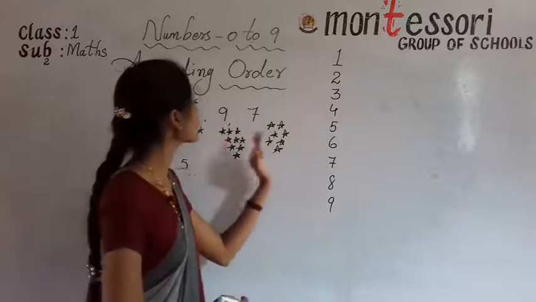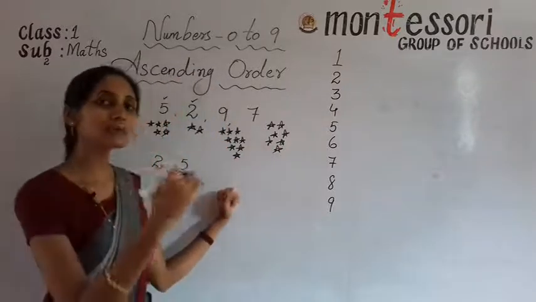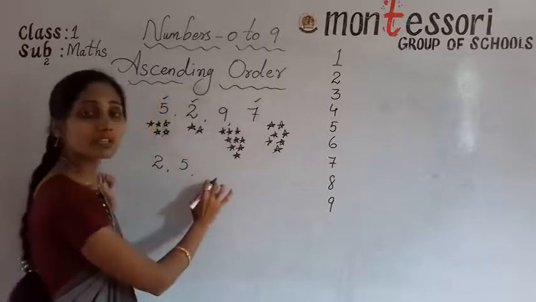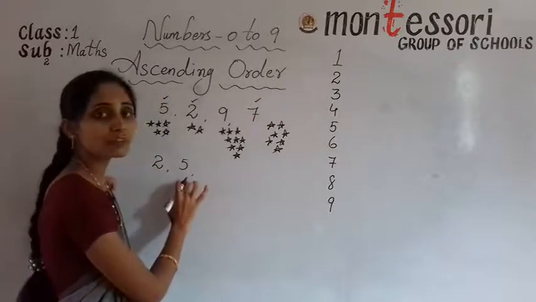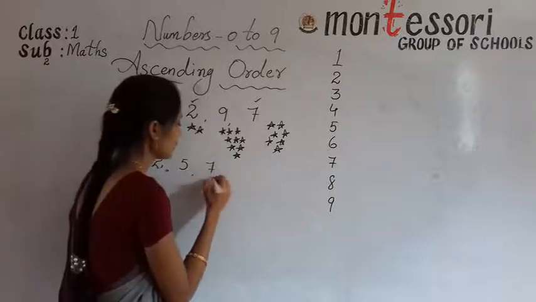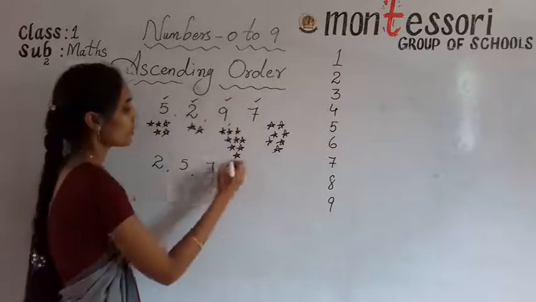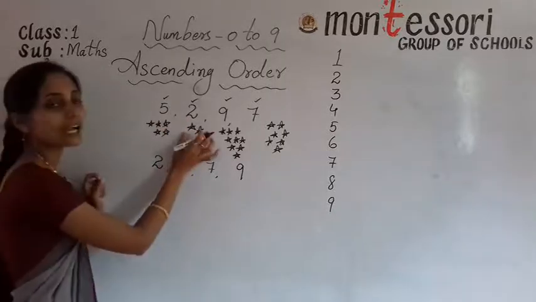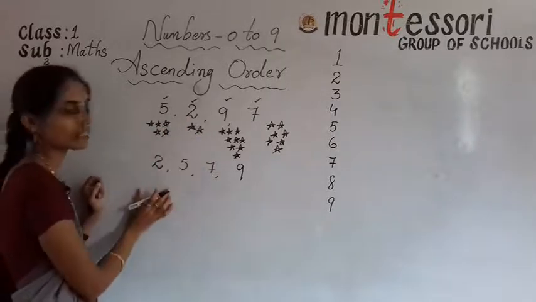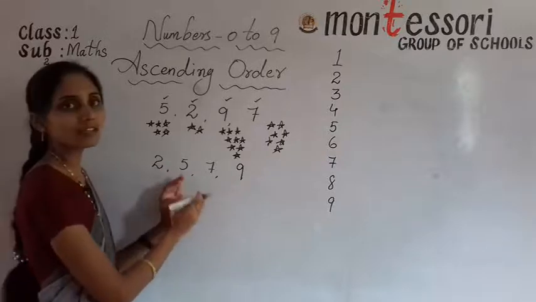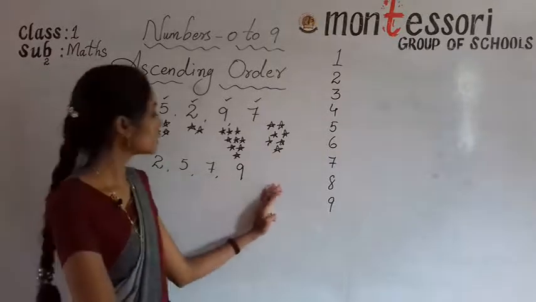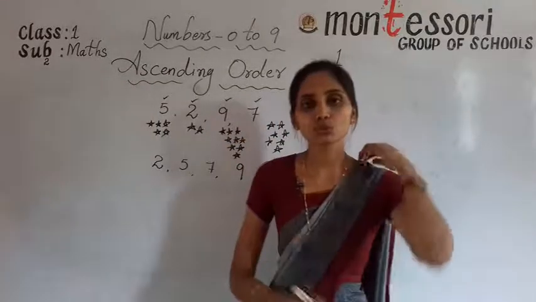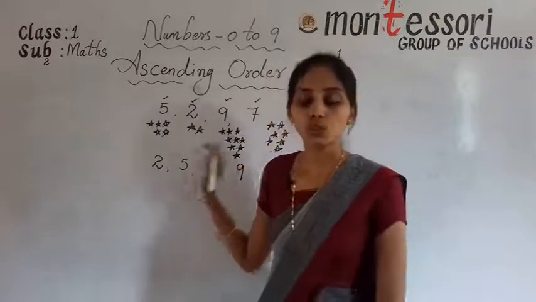Next 9 and 7. Which number has fewer stars? Number 7. So after 5, we write 7. The last number is 9. So 2, which has fewer stars, we write first. After that, next 5, next 7, next 9. Ascending order means we have to write the numbers from small to big.